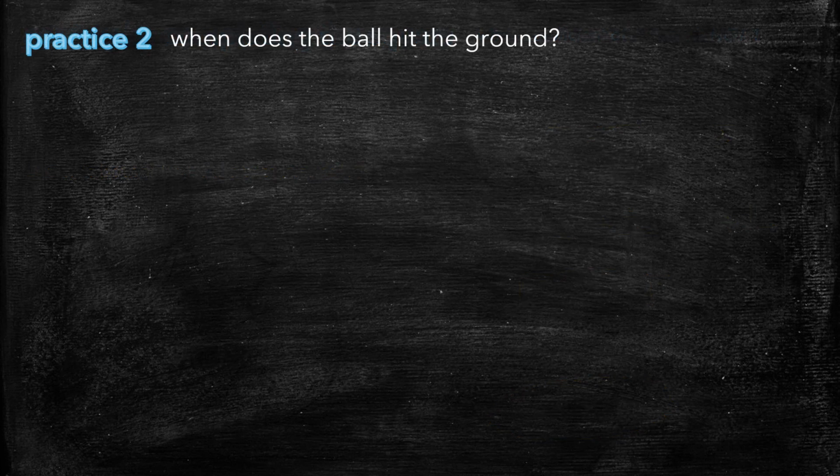So now let's revisit the problem from the introduction about the ball being thrown in the air, and wondering when it would hit the ground. And this was the function that described the height of the ball as a function of time. And remember, for it to hit the ground, the height would have to be 0, which means we end up having to solve this quadratic equation.